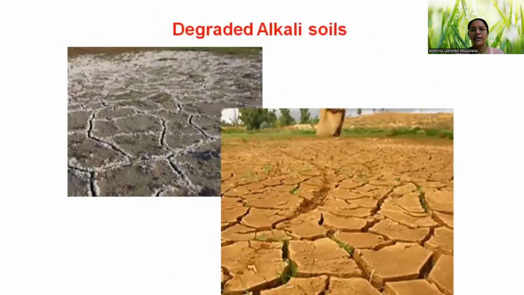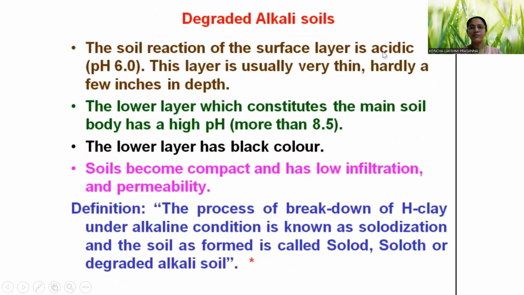So this is the degraded alkali soils. The structure of these degraded alkali soils seems to be columnar. This is the diagram which depicts the degraded alkali soils. In degraded alkali soils, the soil reaction of the surface layer, that is the formation of hydrogen clay, is acidic in nature, having the pH 6. This layer is usually very thin and very hard, present within a few inches.